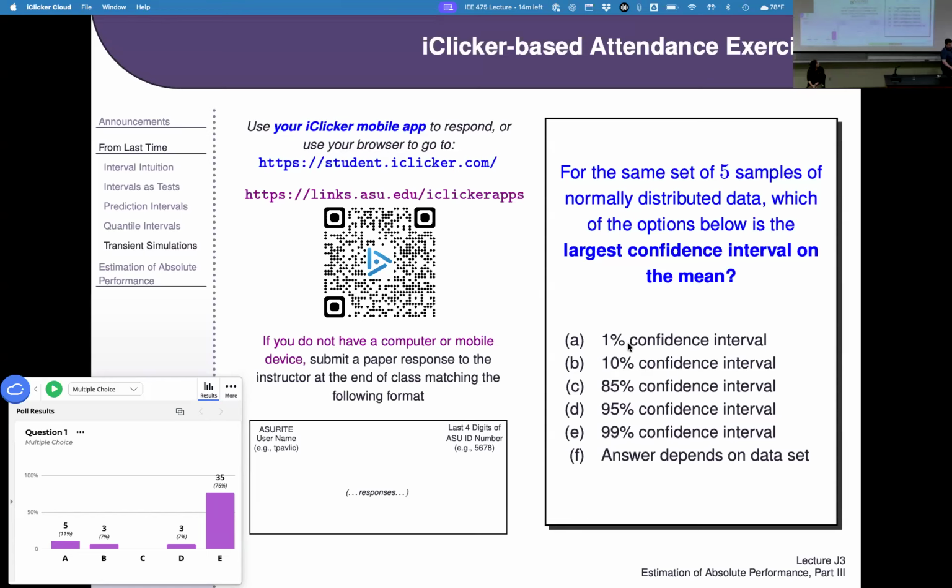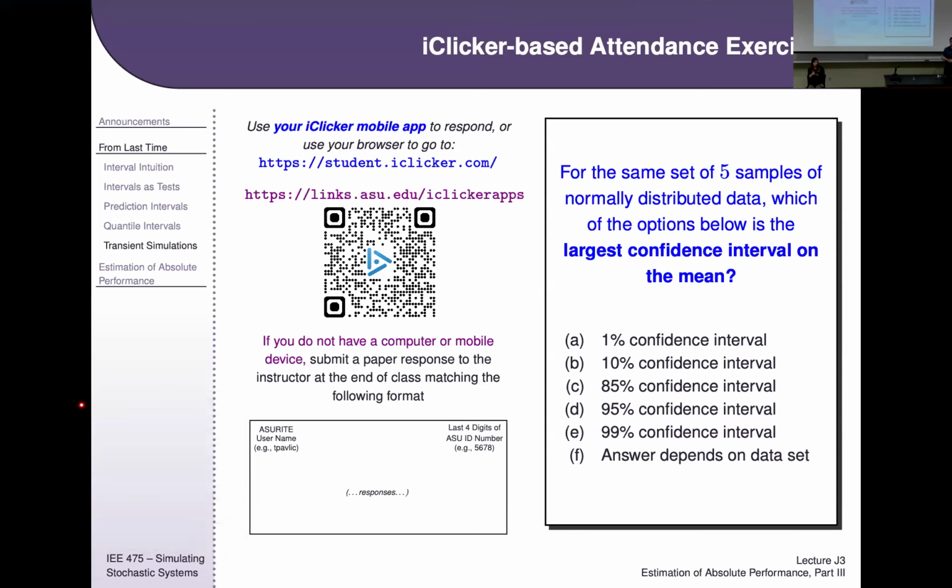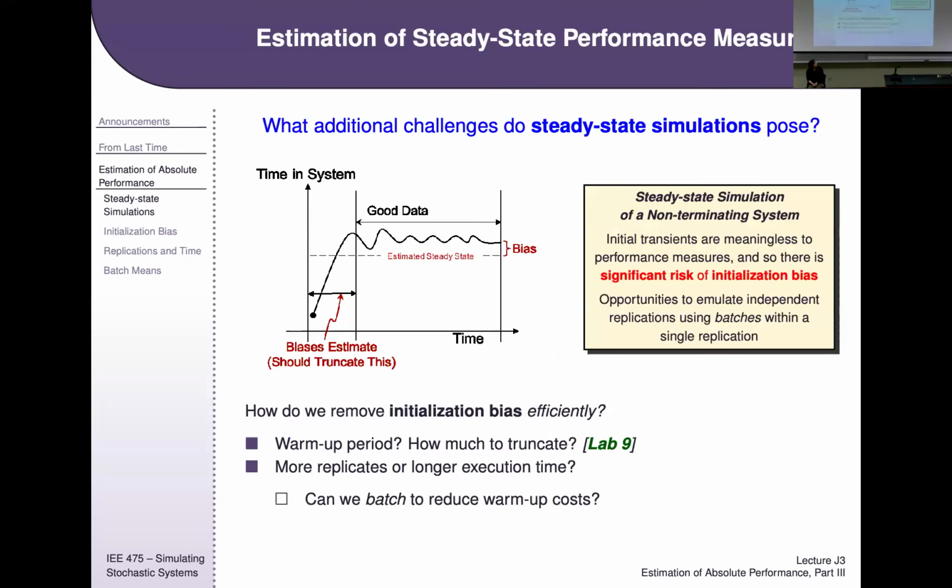So if I were to give you a 95% confidence interval and ask you to convert it to a 90% confidence interval, then you would be narrowing the confidence interval. You are now saying, all right, I'm going to give you a tighter estimate, but I have less confidence in the estimate. Any questions about that? All right.